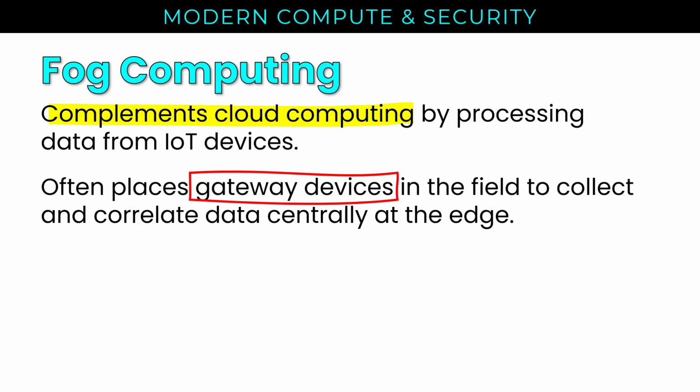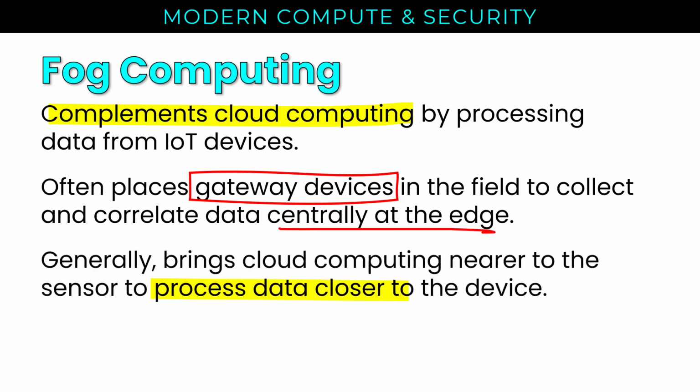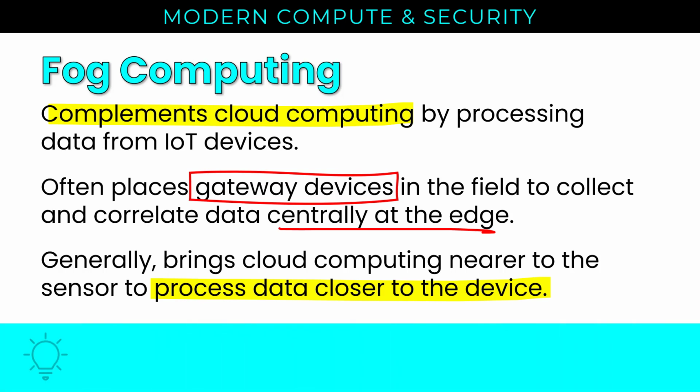Next up, we have fog computing, which complements cloud computing by processing data from IoT devices. Fog computing often places gateway devices in the field to collect and correlate data centrally, but at the edge, so near the devices, far from the cloud. Generally, this brings cloud computing nearer to the sensor to process data closer to the device, but in a centralized or aggregated fashion. So perhaps there's a gateway for all devices in a specific geography or region, for example.